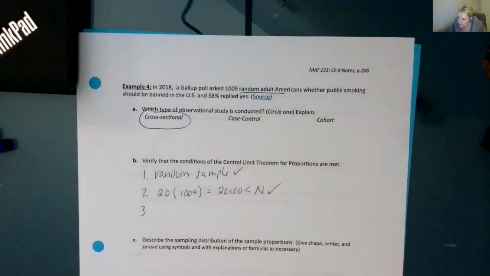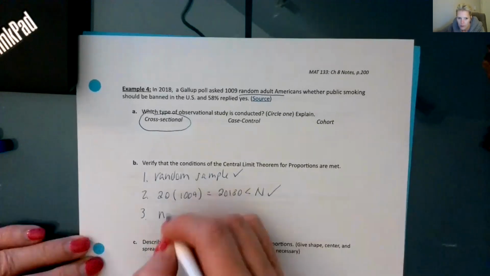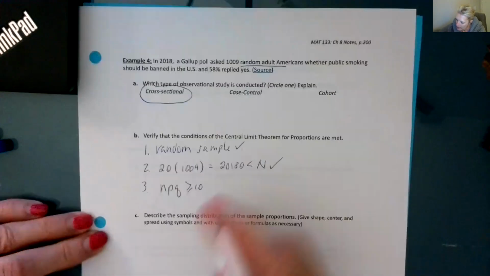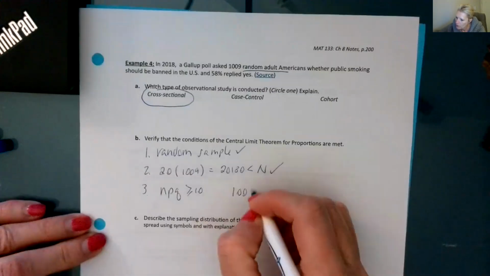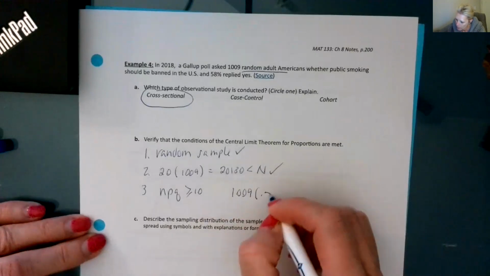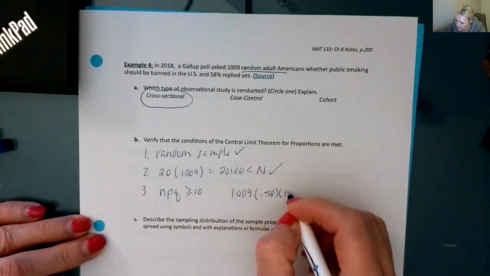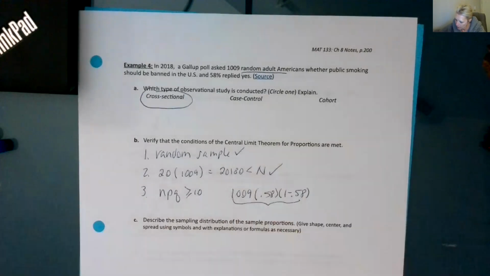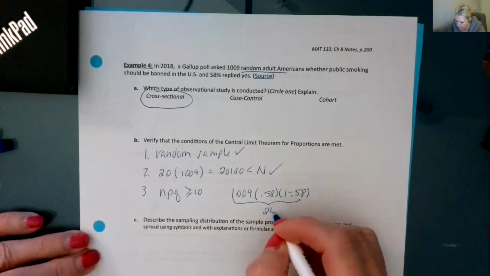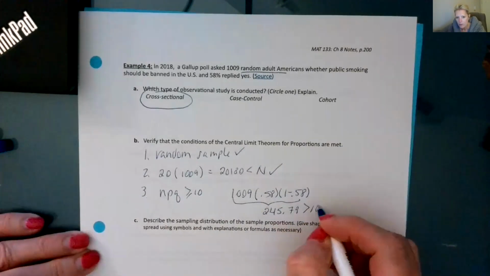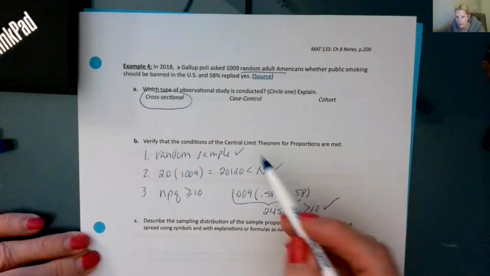And then the third one is npq has to be greater than or equal to 10. You need to show me this calculation. So this is 1,009 times p, which we said was 0.58, times 1 minus 0.58. And that comes out to be 245.79. And yes, that's bigger than 10, check. So once you've done these, you can check them off yourself. This is a good habit to get into.